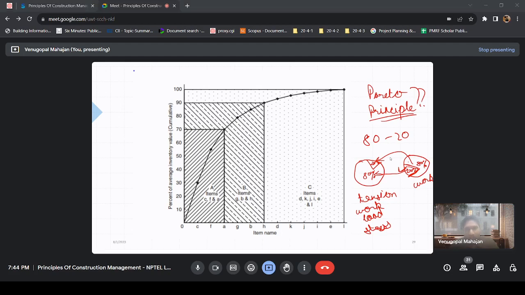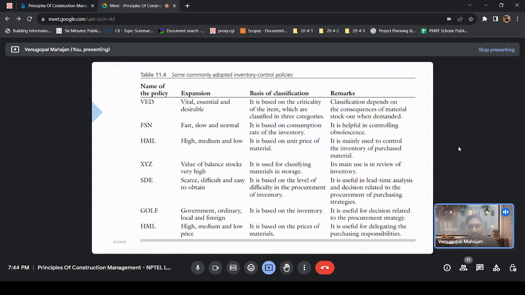Okay, so I said that ABC is one method. What are some other methods? Here is the list. Anybody would like to go through it?